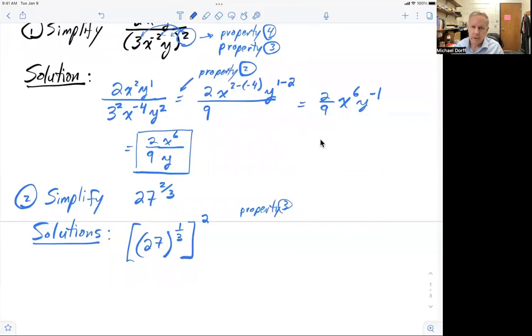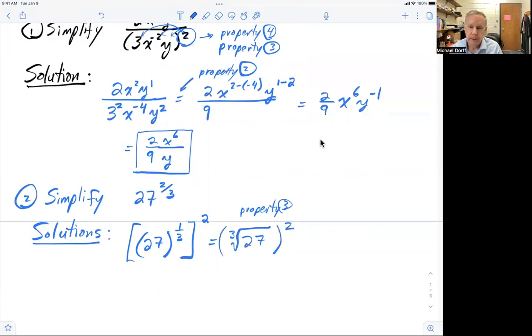Well, what does a fractional power represent? It is like a root of the number. So 27 to the 1/3 is the same thing as 27 to the cube root, or the cube root of 27, and then it's all to the second power.